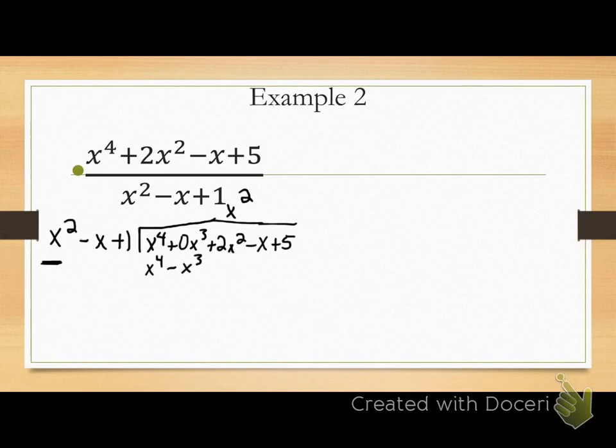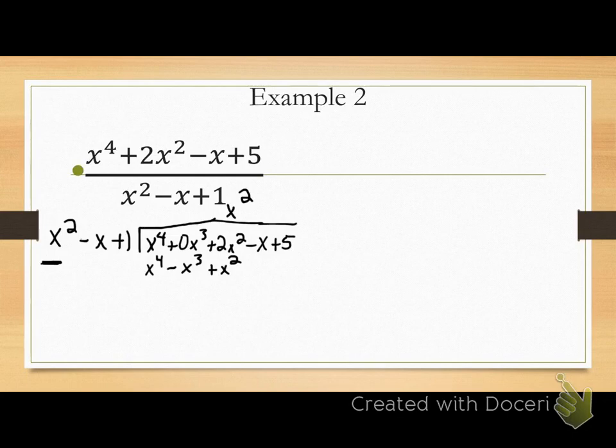Here I'm multiplying this x squared times my divisor. So x squared times x squared gives me x to the fourth. X squared times negative x gives me negative x cubed. X squared times 1 gives me x squared. How do we get the 1? Oh, that's a 1. I thought it was a parenthesis. I see it. Okay. Everyone with me on this one so far?